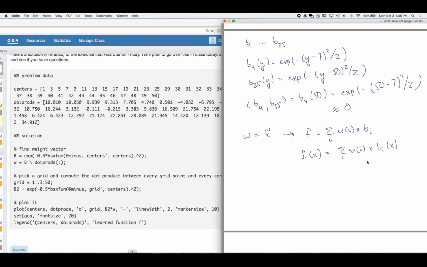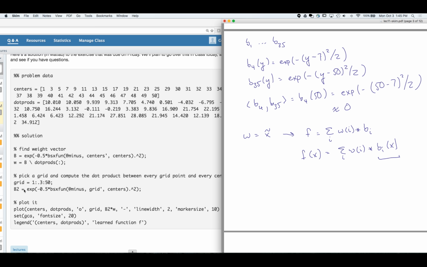And so if we want to evaluate this, we have to evaluate Bi of x at every x that we want to look at. And so what I've done is I've picked a grid here. This is a bunch of points running from 1 through 50 at step 0.3. You could choose a different step. There's nothing special about 0.3. It just needs to be small enough that the line looks smooth when we plot it.